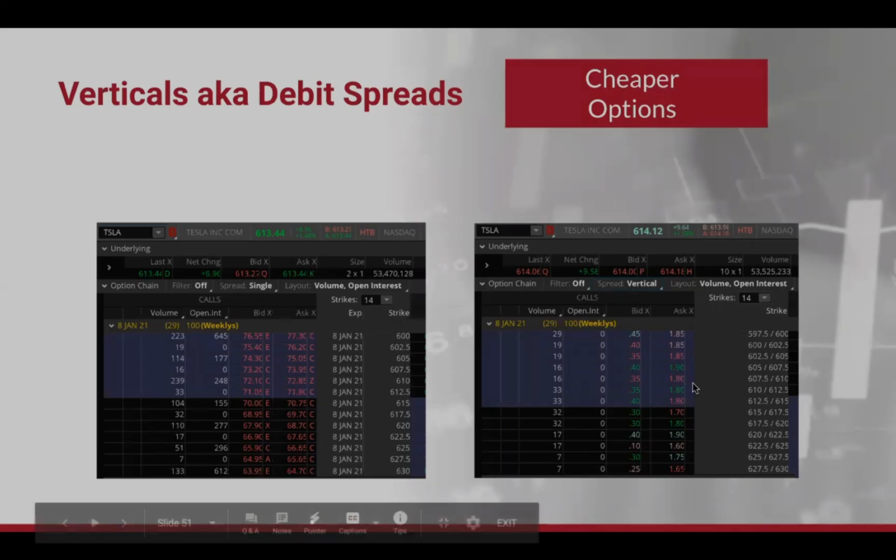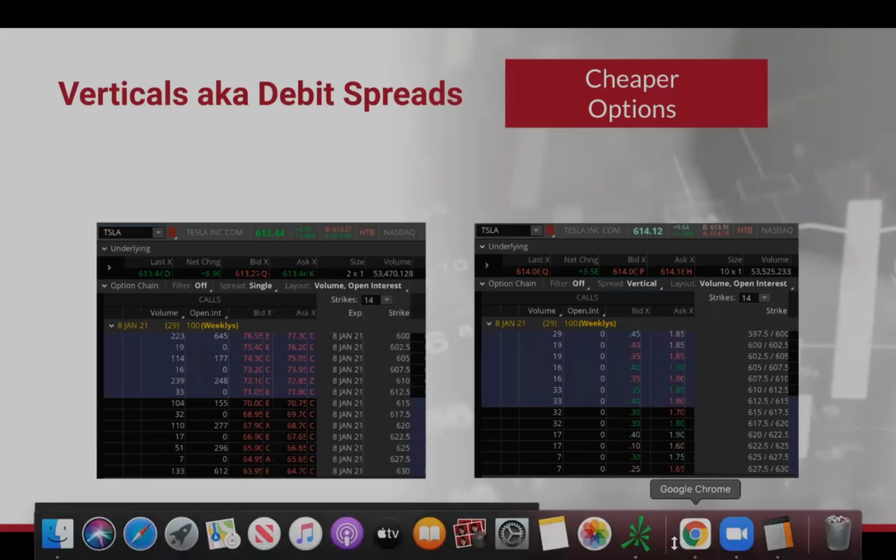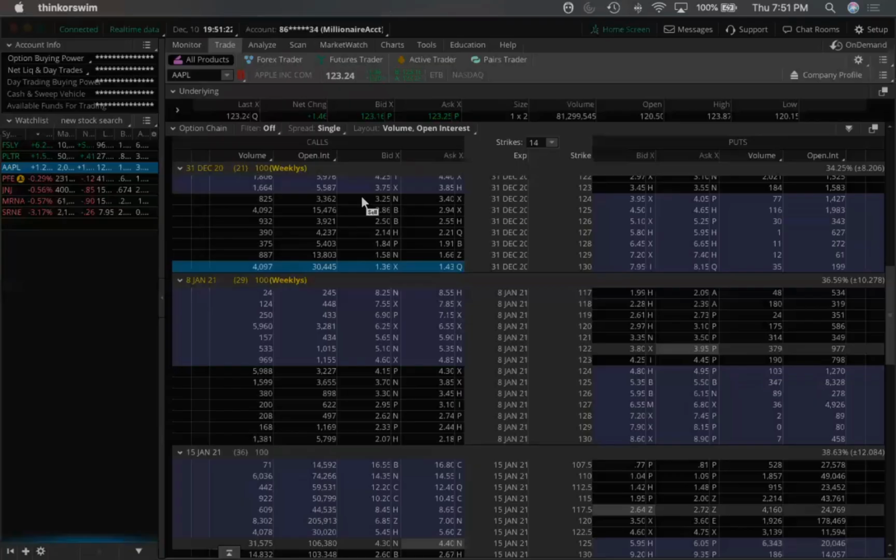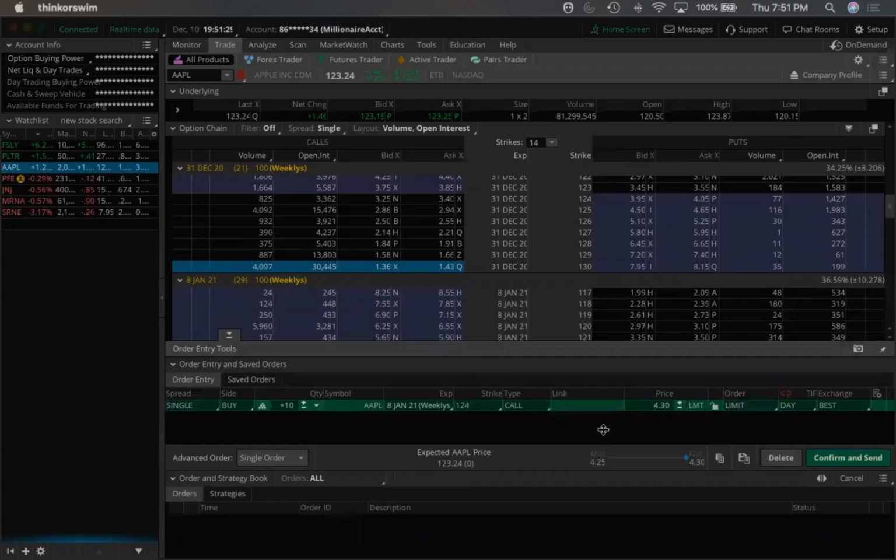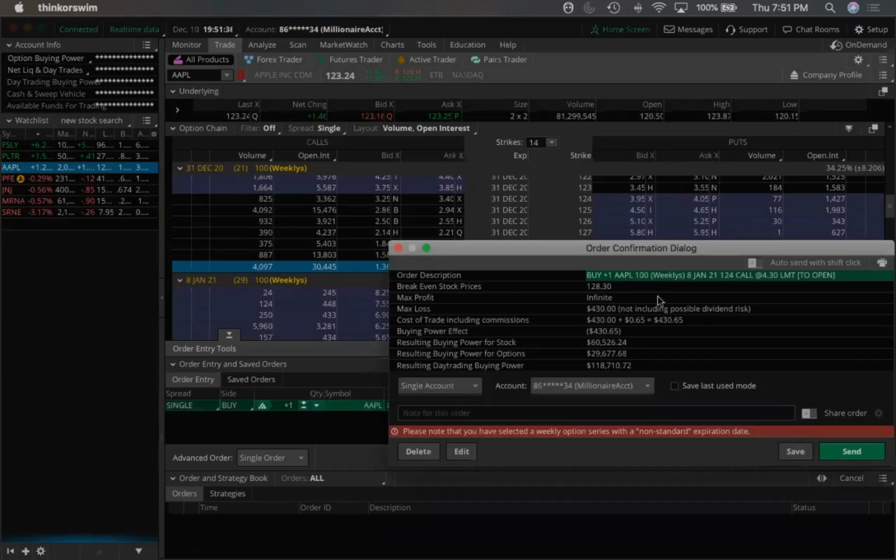So let's say I was looking at a debit spread. Let's say I was looking at Apple and I wanted to go out to January 21st. It's going to cost me $430. But when I go to pick that particular vertical, regular call, that's a regular call single, my maximum loss is $430. Break even is 128. Well, watch this. That break even is 128, which is $5 more than that. I'm going to be risking $430.